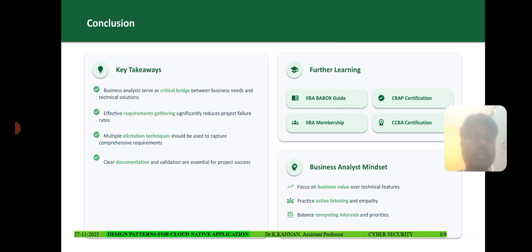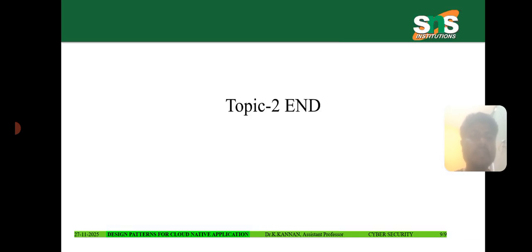active learning and empathy, balance competing interests and priorities.